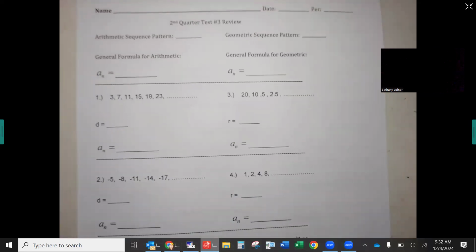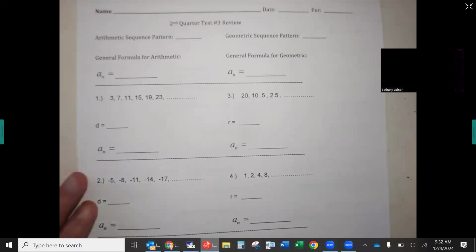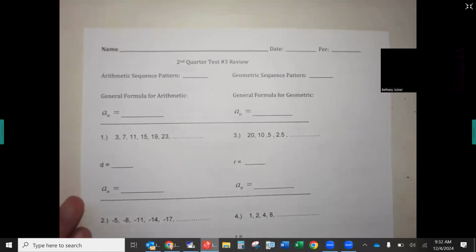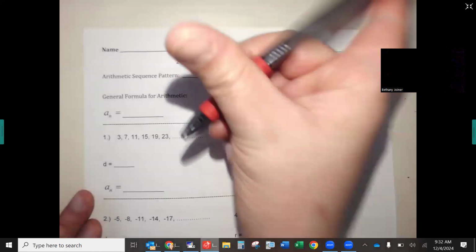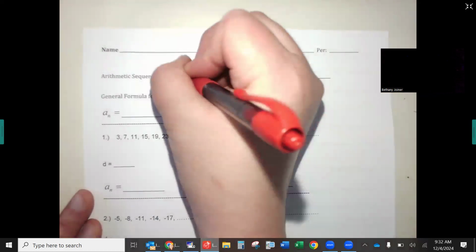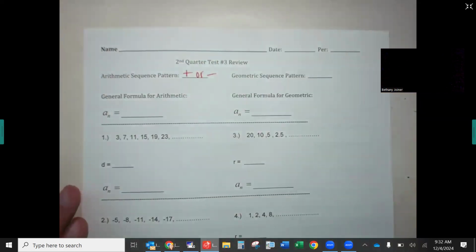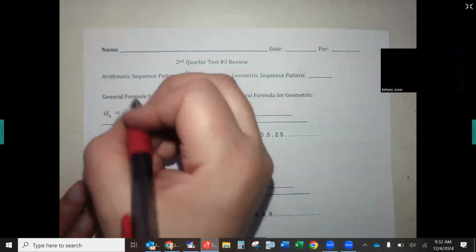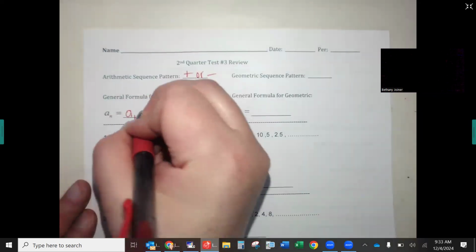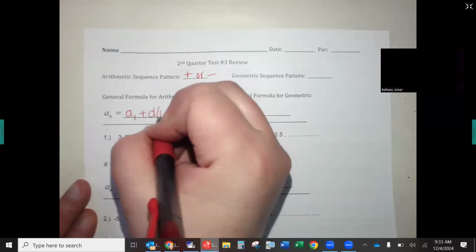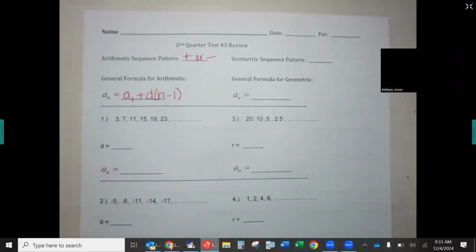Okay, so let's write down what are the patterns for arithmetic. What are the two types? Plus or minus. Okay, and the formula, in case you lost your notes from last time, is A1 plus difference, but not for the first one.